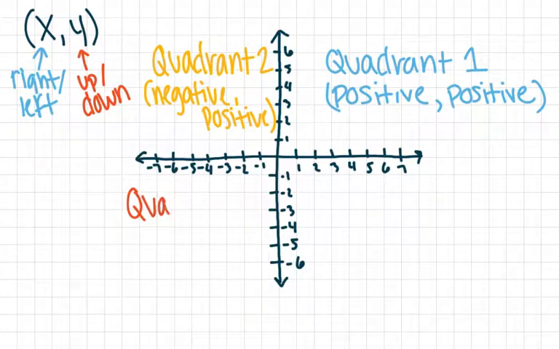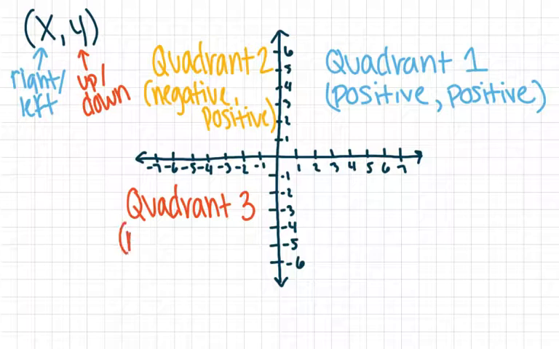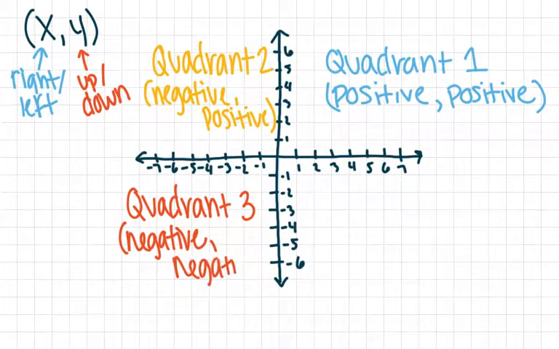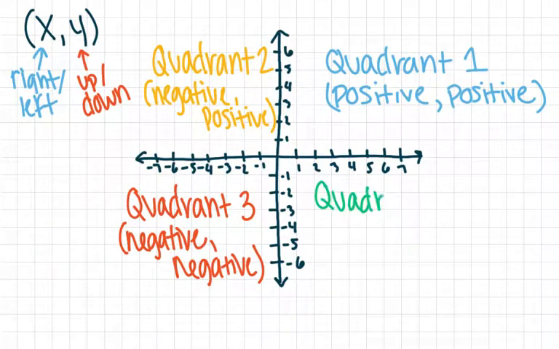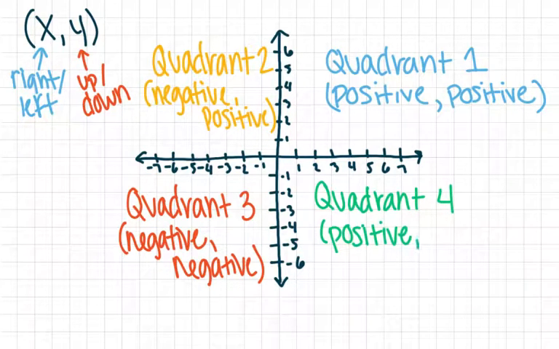In quadrant 3, which is down below quadrant 2, everything is negative. You're going to have a negative x because you're traveling to the left, and you're going to have a negative y because you're traveling down. And then last but not least, we have quadrant 4 over here. In quadrant 4, you're going to have a positive x because you're traveling to the right, but you're going to have a negative y because you are traveling down. And so you will have a negative number there.